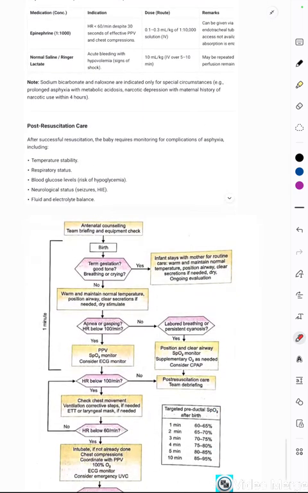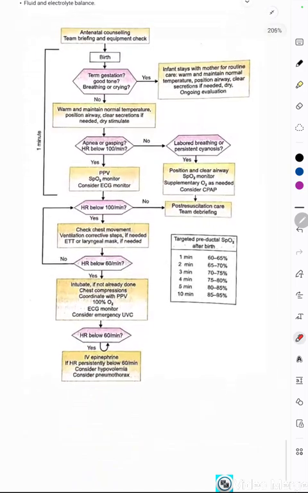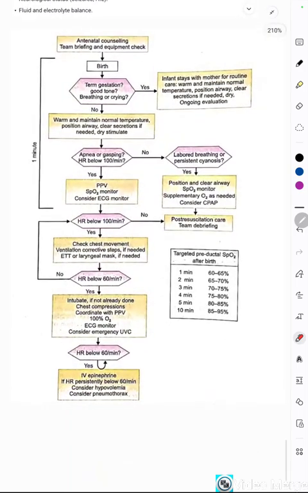Post-resuscitation care includes maintaining temperature stability, checking the respiratory status, monitoring blood glucose levels, and monitoring neurological status and fluid and electrolyte balance. Very important, the resuscitation protocol should be for only 20 minutes. If for 20 minutes there is no improvement, then there is no use of further resuscitation. Also, there is no use of further resuscitation if there is trisomy 13 or 18, or anencephaly in the child. Now this is the proper flow chart of how this should be done.